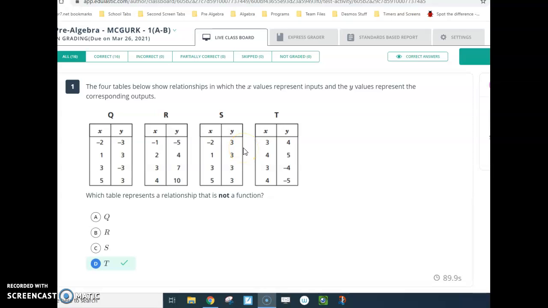Hello, I'm going to go over the pre-algebra quiz that we took today, and you can use that to study and prepare for the retake on Friday.